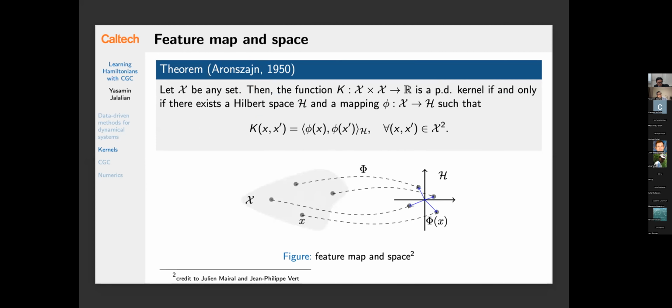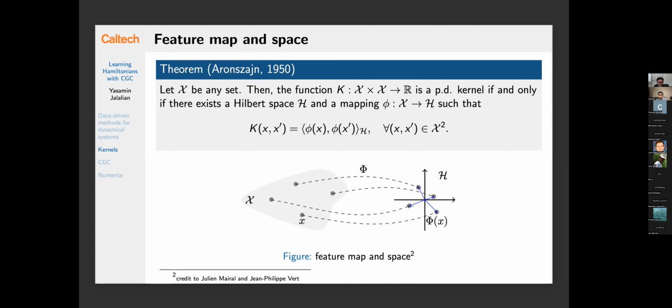Now, there's an important result that goes back to 1950. Again, we're going to assume that X is just any set. Then the function K is a positive definite kernel if and only if there exists a Hilbert space H and a mapping phi from X to H, such that the kernel at X and X prime is just the inner product of this mapping evaluated at X and at X prime in the Hilbert space H.